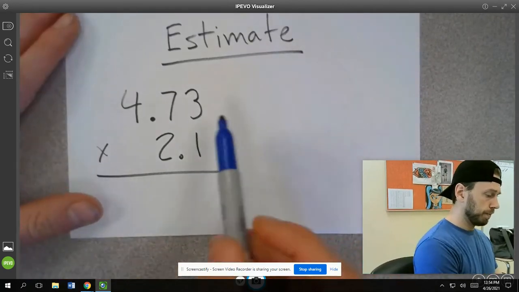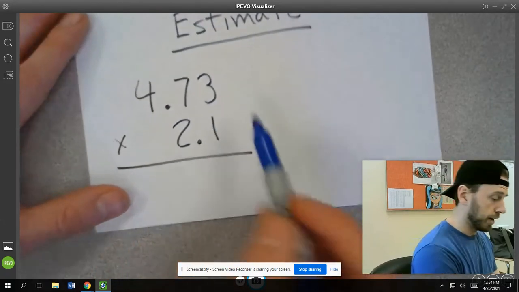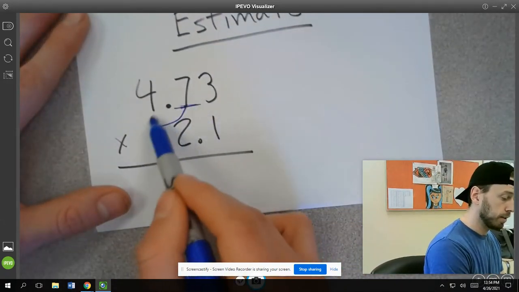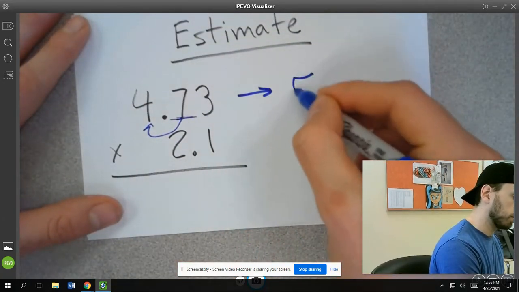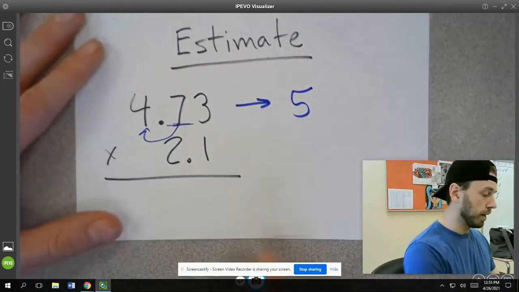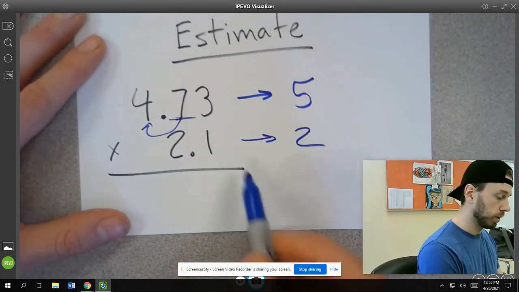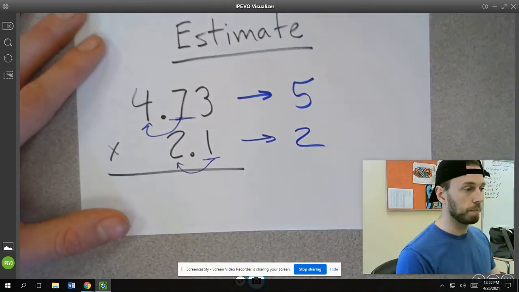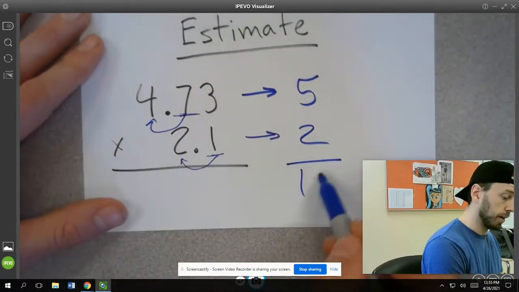What I would do here is this is 4.73. And this is really close to 5, and I know that because I'm looking at the tenths place, and that 7 tells me to bump this up to a 5. So this we can round to just 5. It's really close to 5. And 2.1 is really close to 2, because this 1 just would tell you to keep that the same. So really this is 5 times 2 as an estimate, and that would be 10.